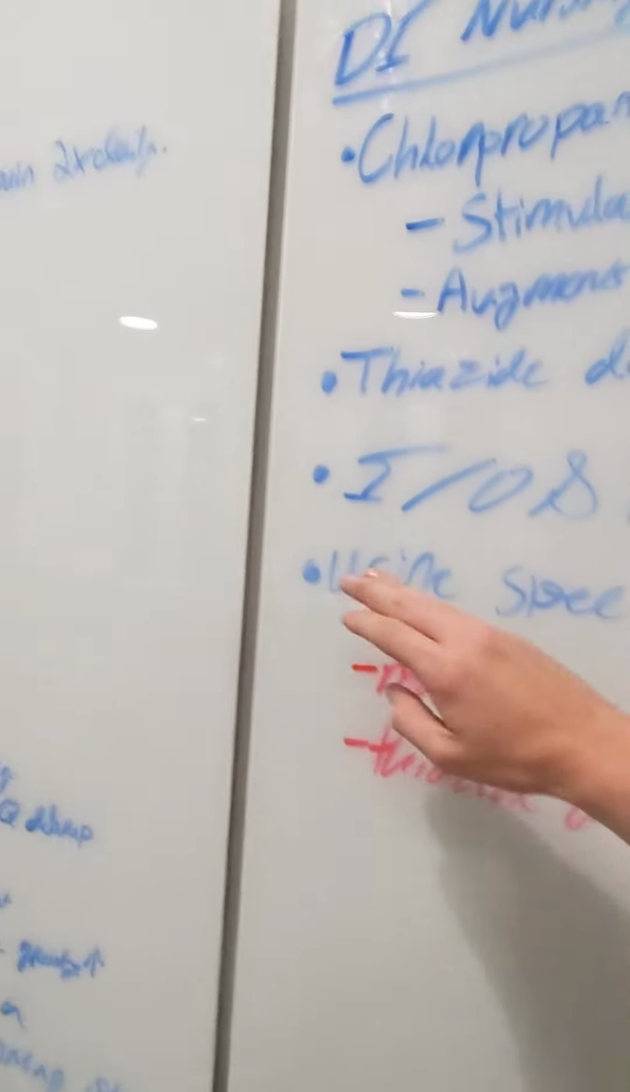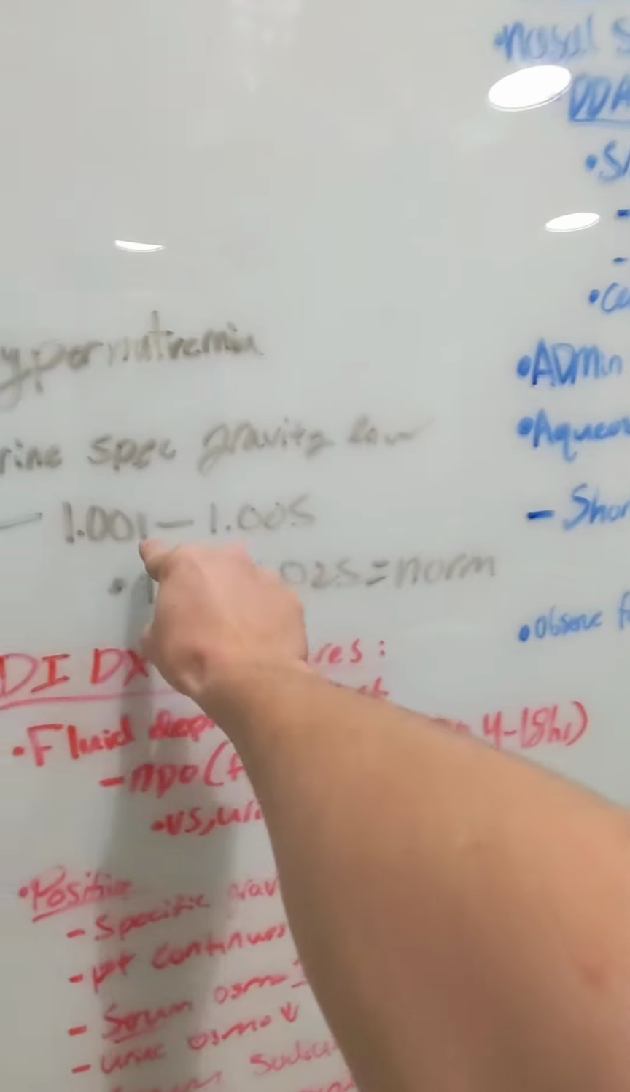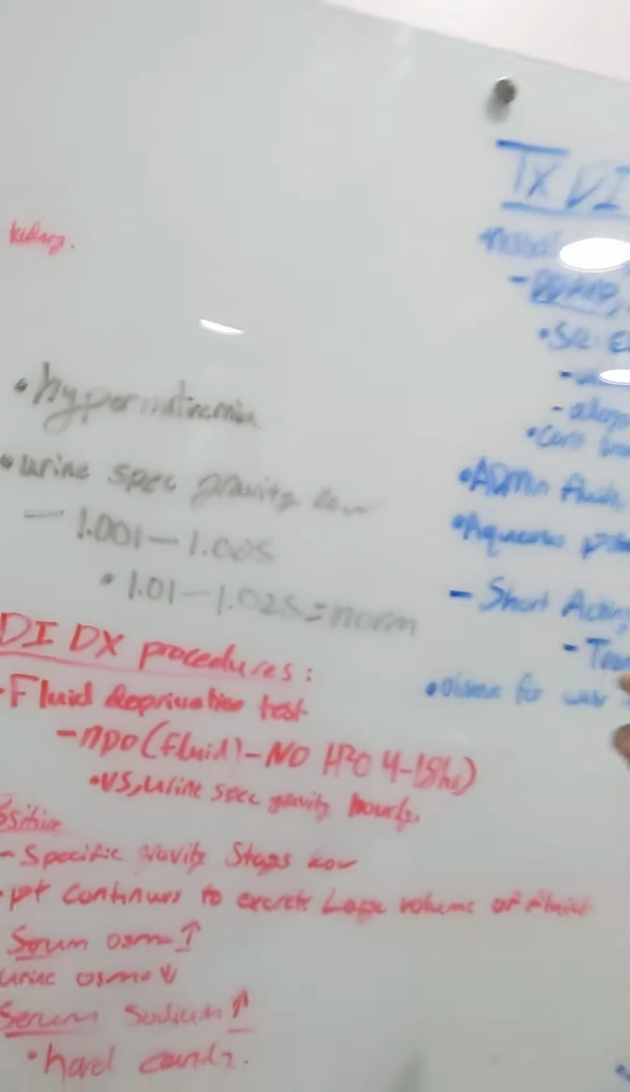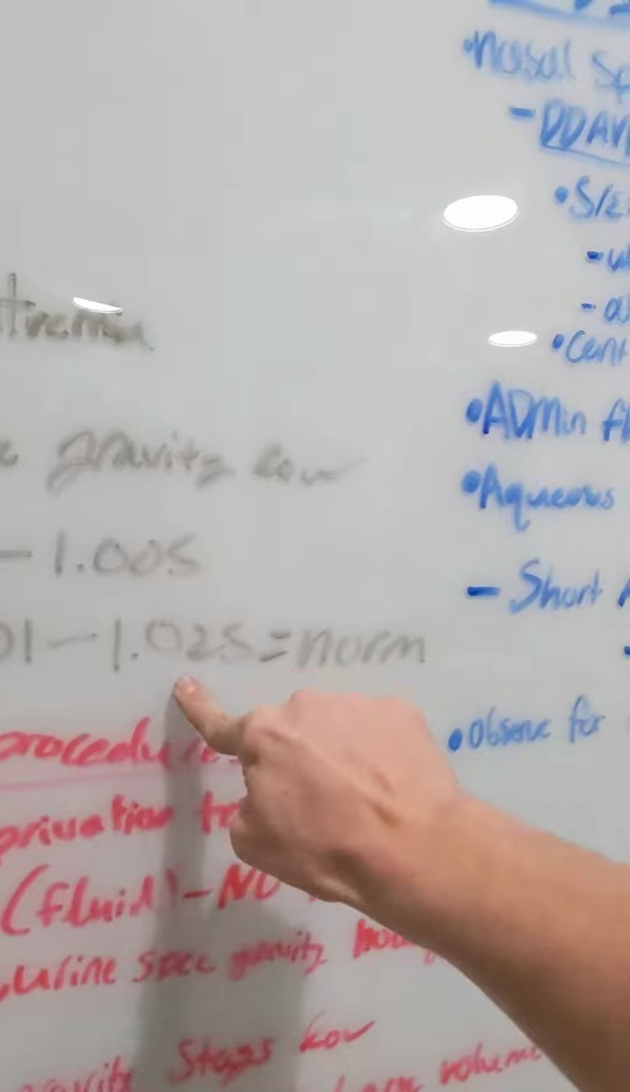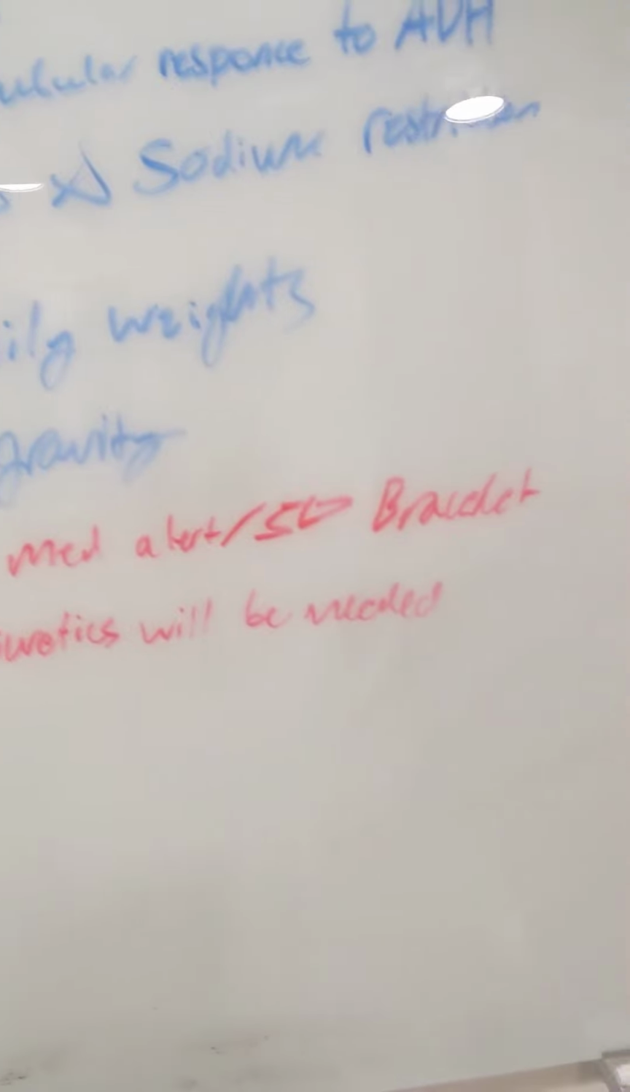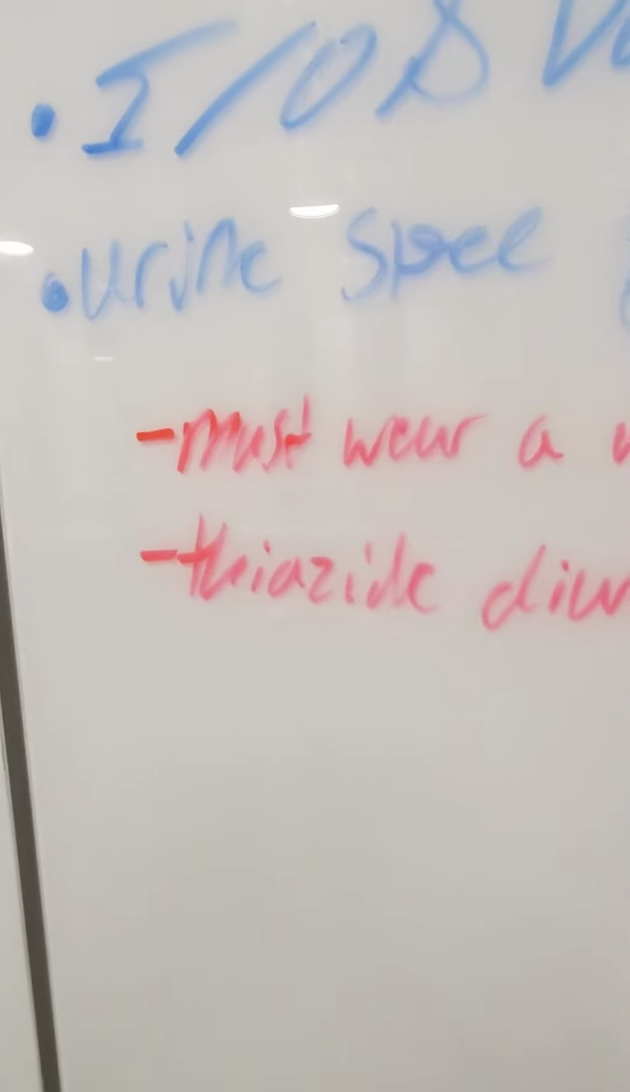We would also check urine-specific gravity, because it is low. If it's between 1.001 to 1.005, that's low, but after our interventions we should see it go up to 1.01 to 1.025. Another thing she said was they must wear a med alert or ID bracelet, and thiazide diuretics will be needed.